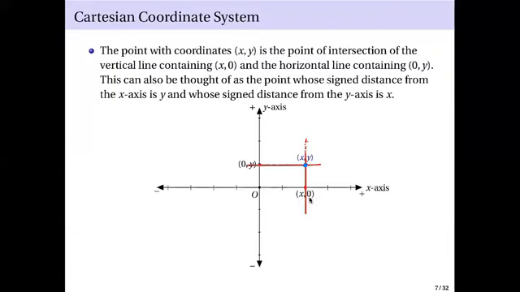So here you have x comma 0. Here you have 0 comma y. And this point of intersection will be labeled as x comma y.